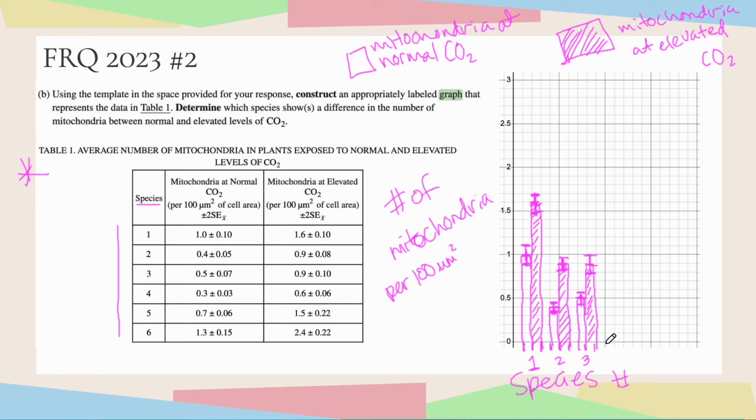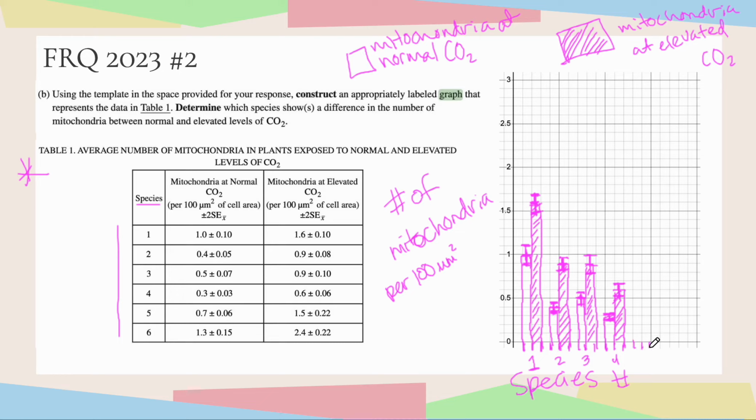Moving on to species number 4, my normal mean is 0.3, so going up to 0.3, like so. My standard error is 0.03, which is going to be very hard for me to draw here, so bear with me. Let's say that's about like there, and then going down by 0.03, something like that. And then my elevated mean is 0.6, so about there. I'm going to fill this one in since it is my elevated number, and my standard error is 0.06, so a little over halfway up and a little over halfway down, and connect those.